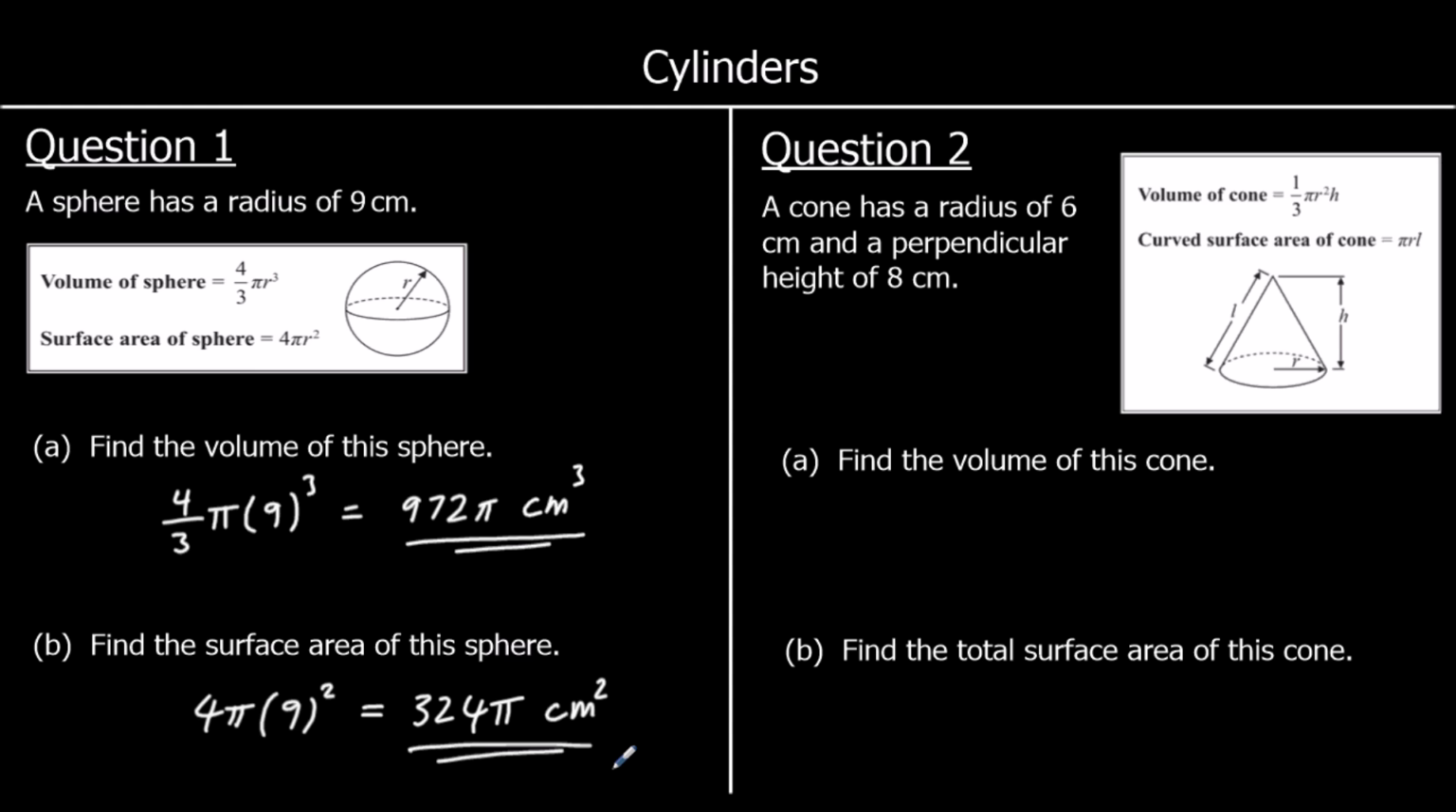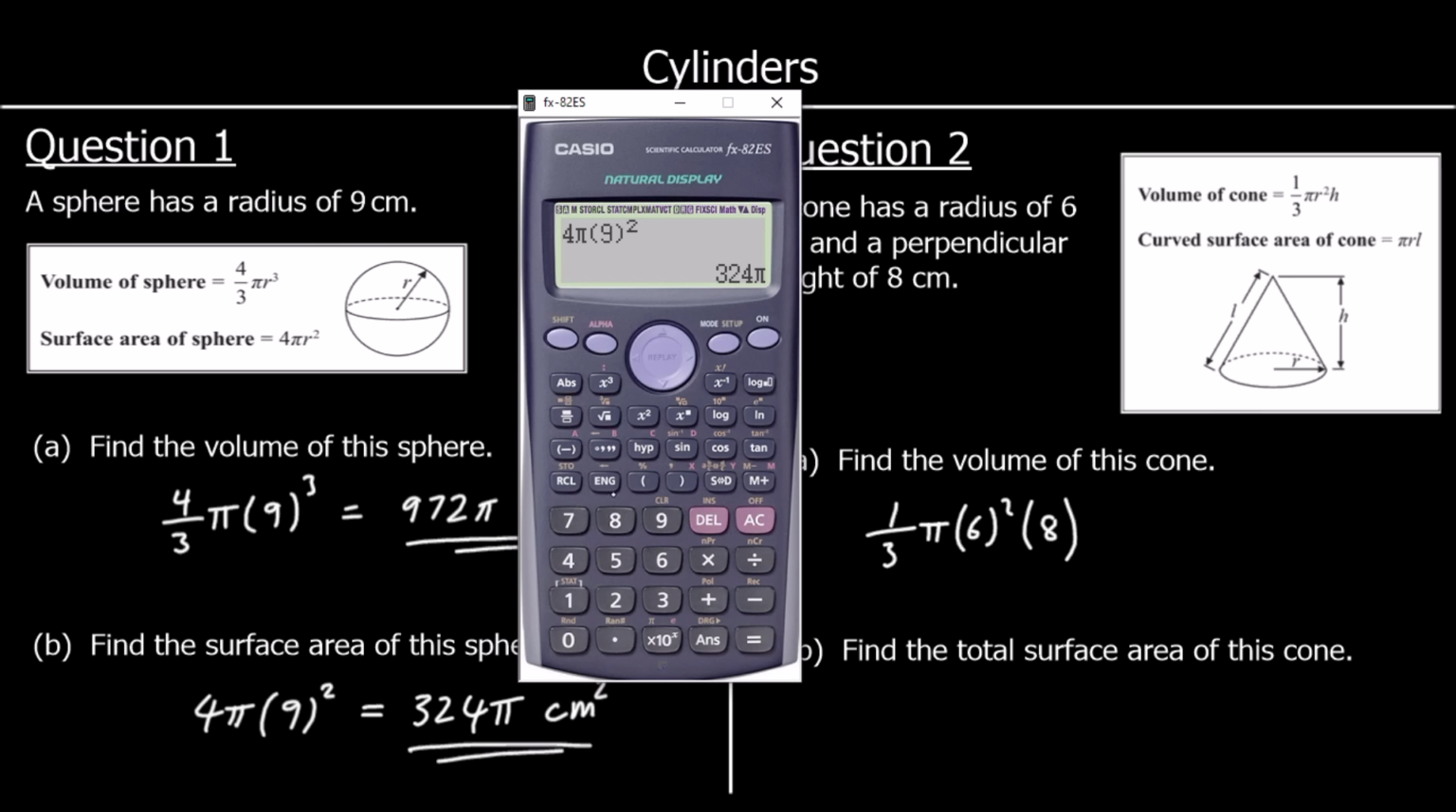Question 2, we've got a cone. The radius is 6 centimeters, height is 8. Find the volume. So the volume is 1/3 pi r squared h. So 1/3 pi times r squared, which is 6 squared, times h, which is 8. So let's type that in the calculator. 1/3 pi times 6 squared times 8, which is 96 pi.